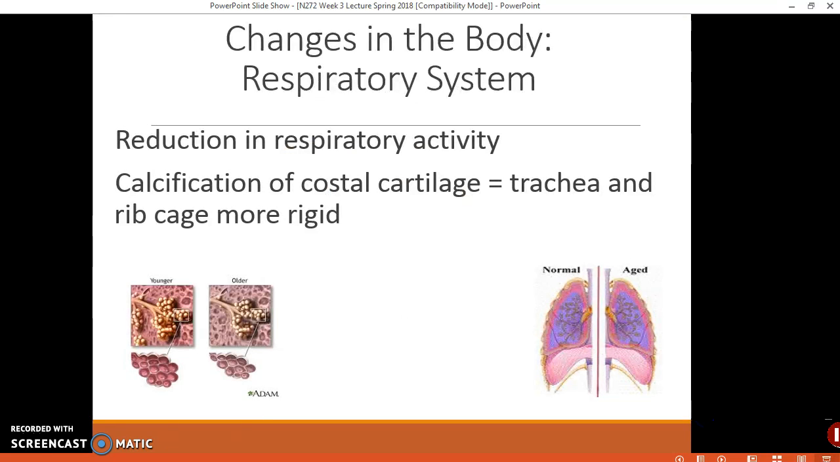Changes in the body's respiratory system. Reduction in respiratory activity begins to occur. There's calcification of costal cartilage. The trachea and rib cage become more rigid, which makes it very difficult for the older adult to take nice deep breaths. Also, this contributes to pneumonia, which is why the older population in general are at higher risk for developing pneumonia, because they don't have the ability to inhale and exhale because the rib cage is becoming much more rigid and inflexible.